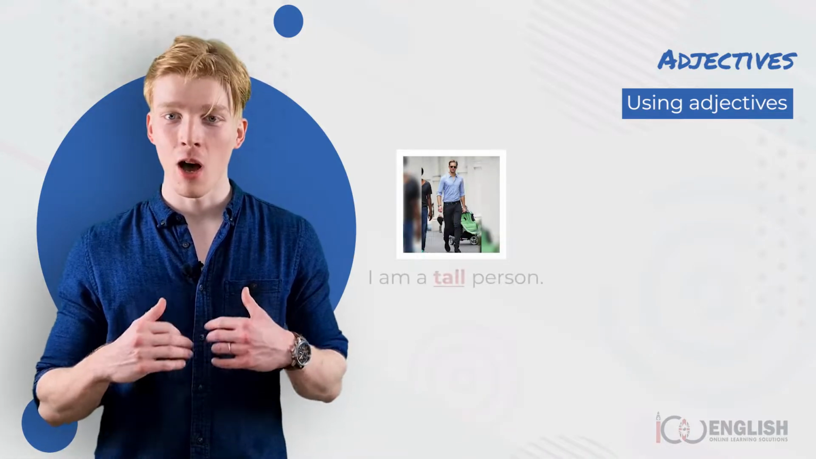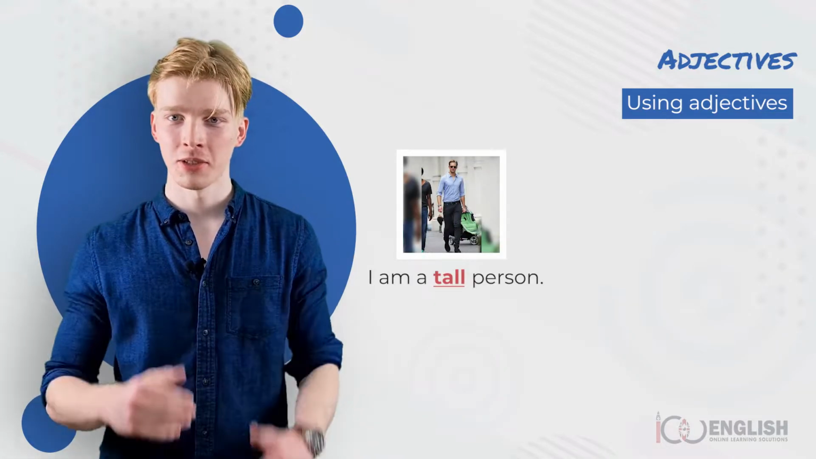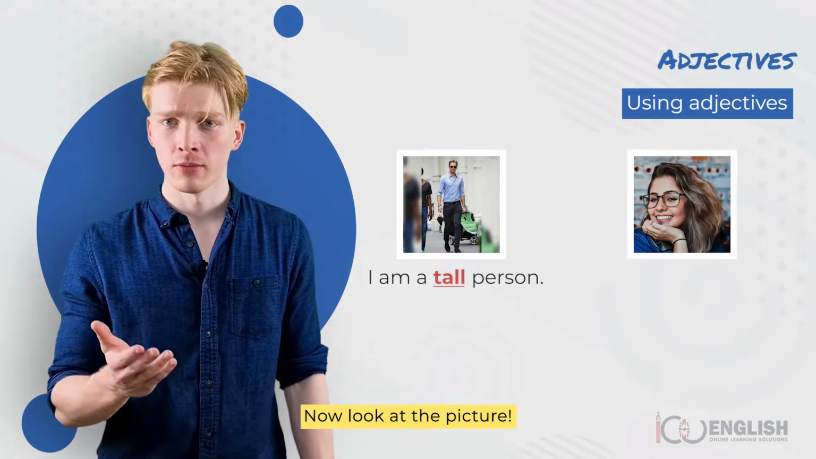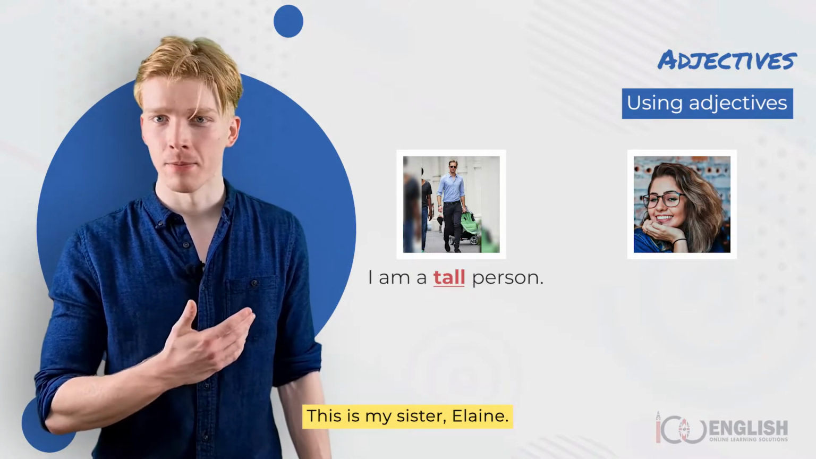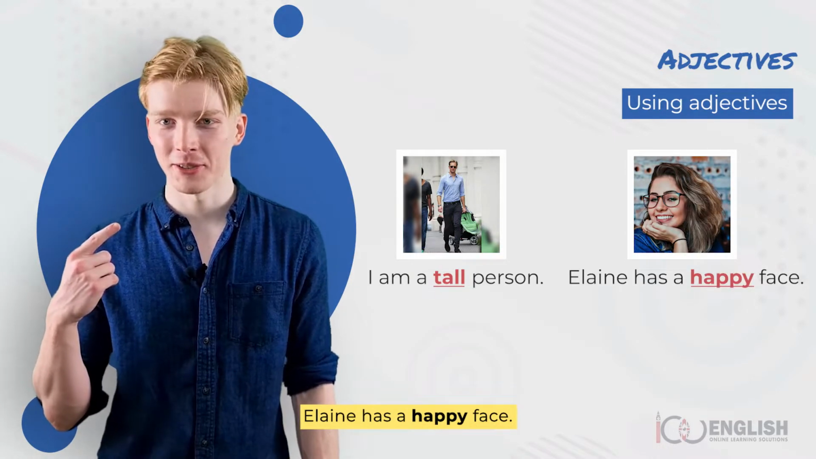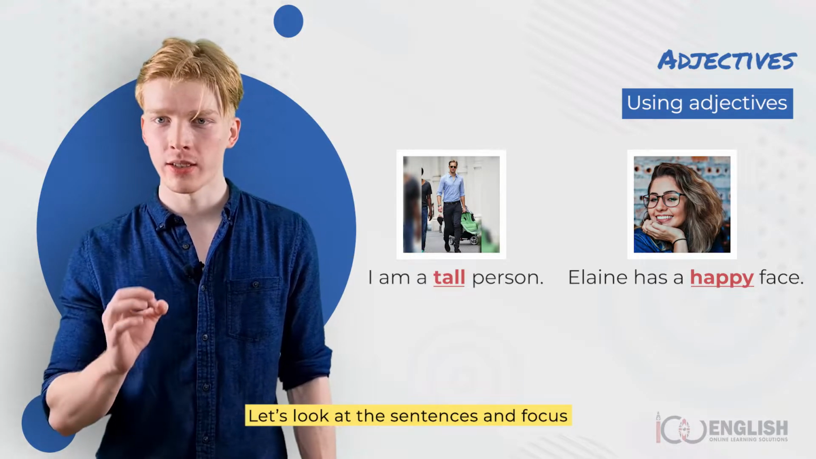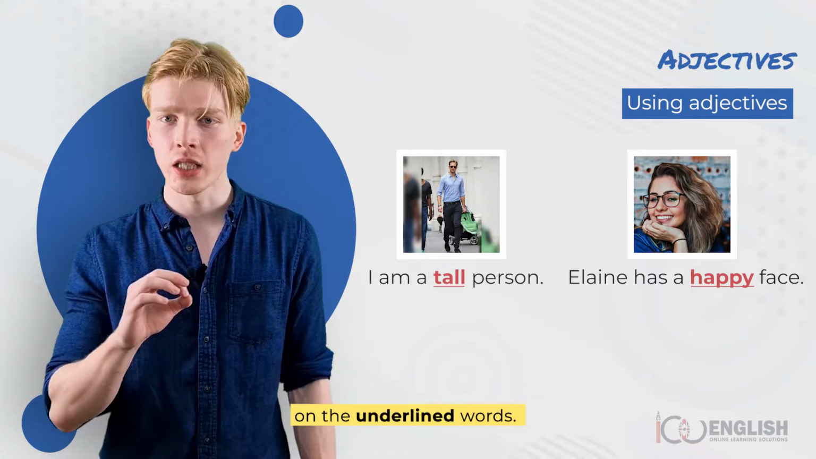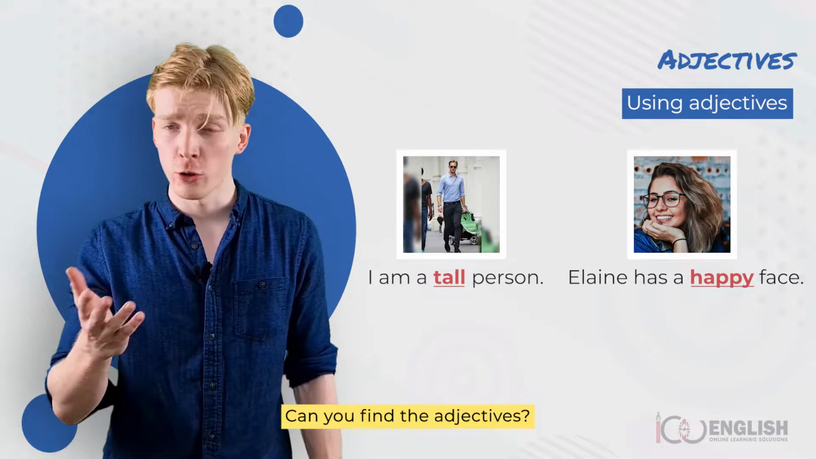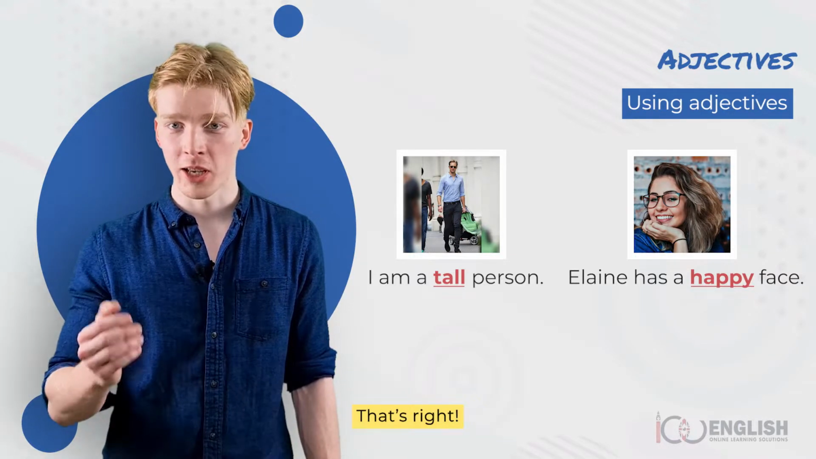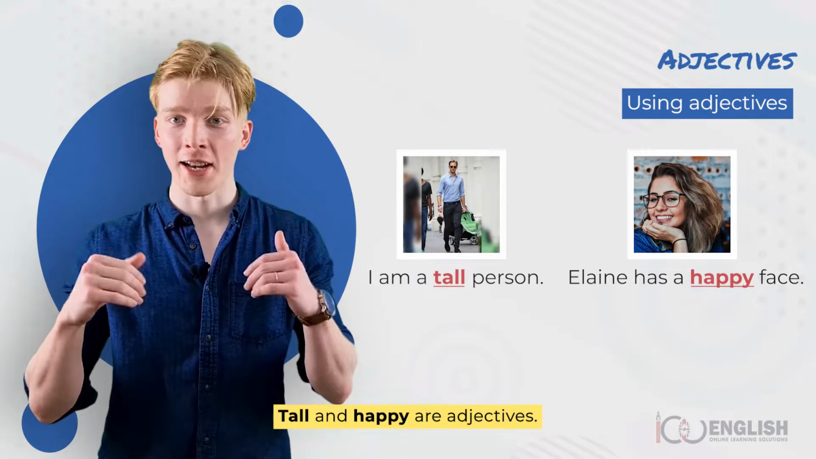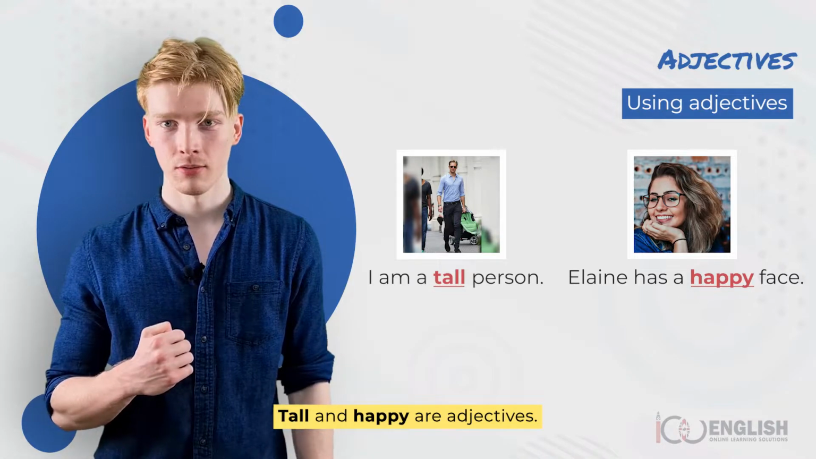Look at me. I'm a tall person. Now look at the picture. This is my sister, Elaine. Elaine has a happy face. Look at the sentences and focus on the underlined words. Can you find the adjectives? That's right. Tall and happy are the adjectives.